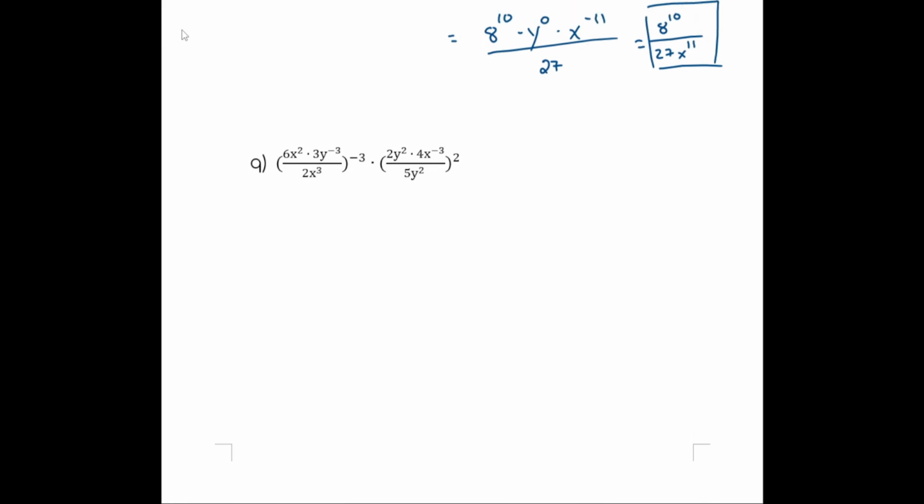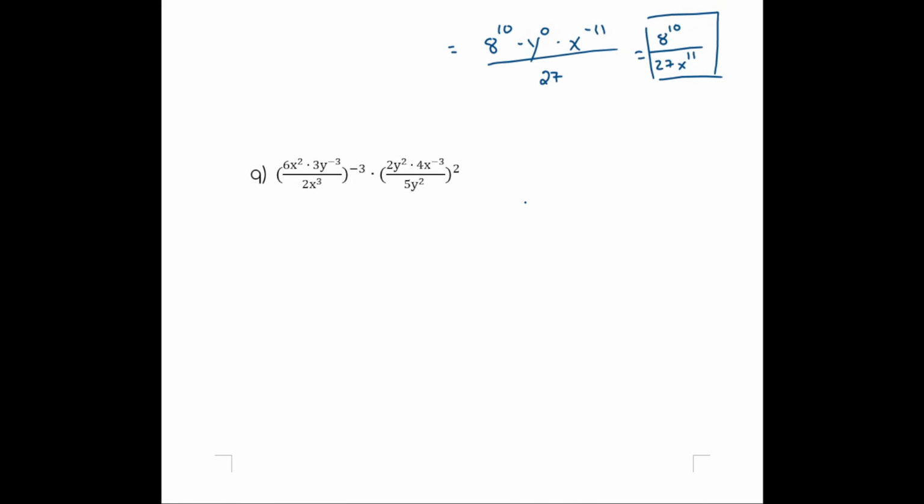All right, so the last question here, question Q. All right, so what do we have? We have 6 times x squared, right? And here at the bottom, we've got x to the power of 3. So we have x to the 2, here we have x to the 3. So numerator, denominator, we have the same base here. So we just take the exponent on the top minus the exponent on the bottom.